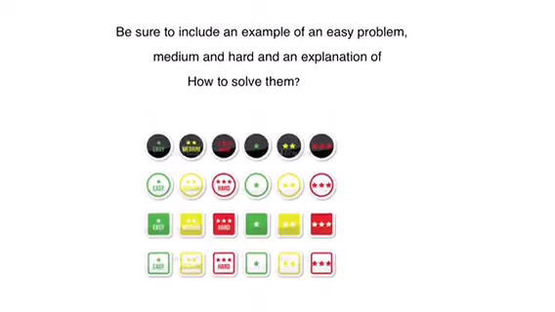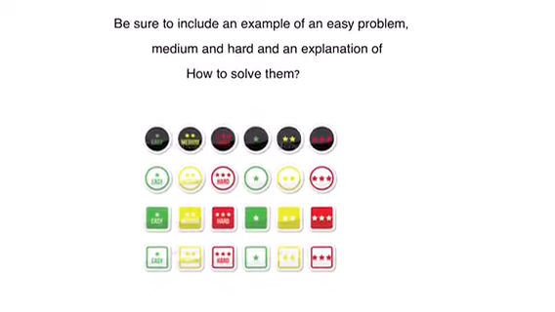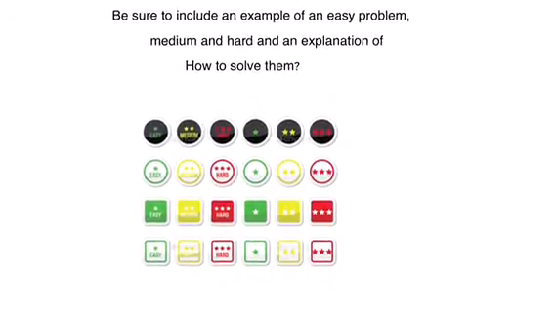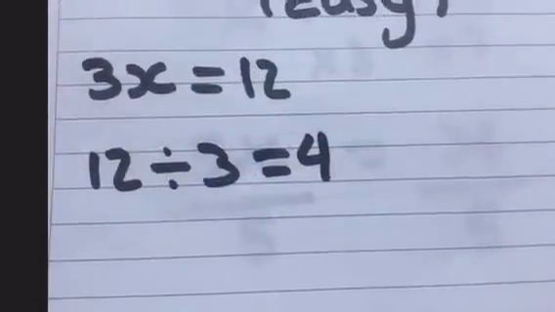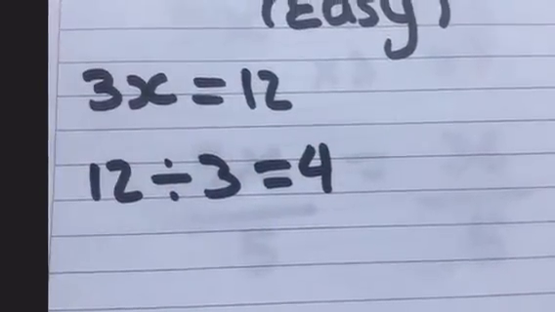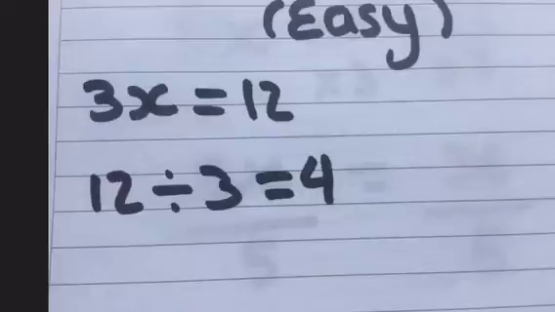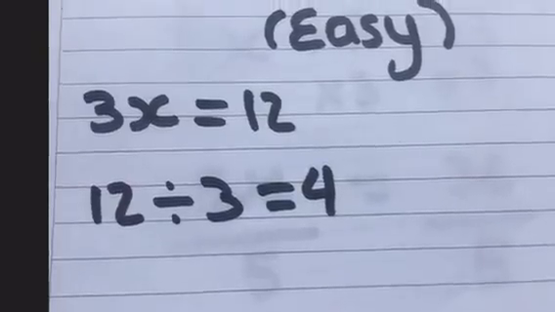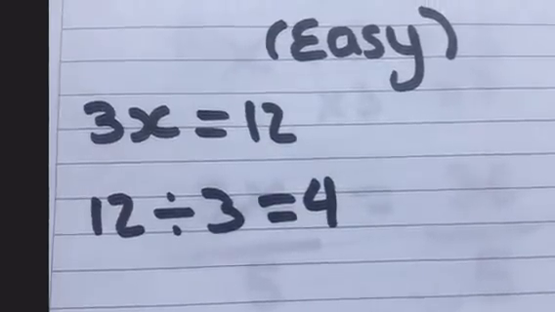Be sure to include an example of an easy problem, medium, and hard, and an explanation of how to solve them. Easy problem: 3x equals 12. 3x is multiplying, so it passes to dividing. 12 divided by 3 equals 4.